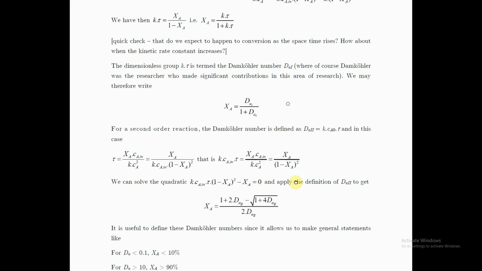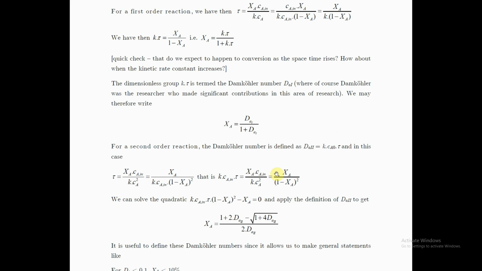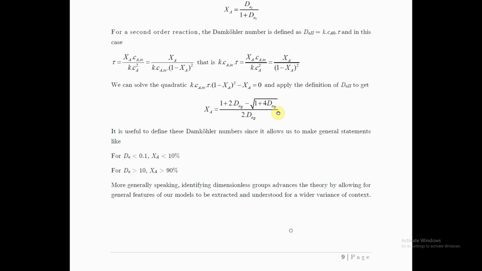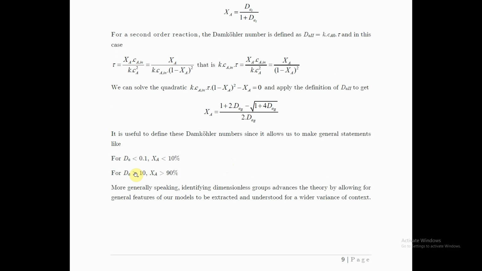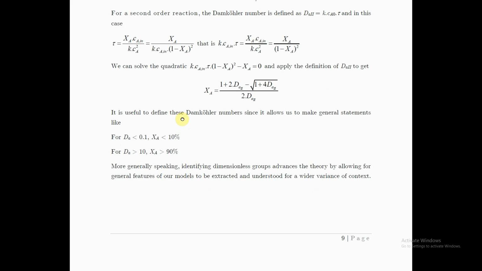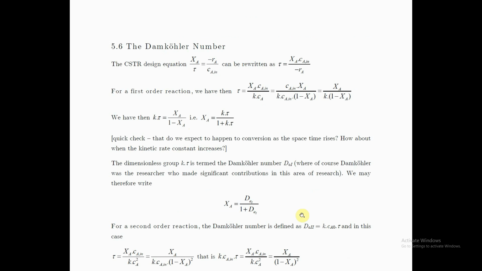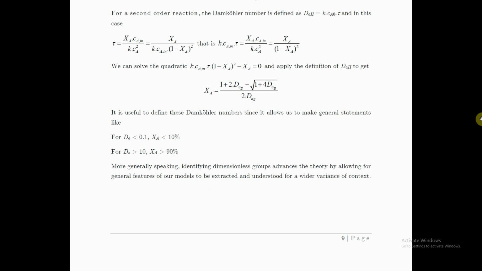Right, so generally speaking, you can define the Damköhler number for any order of reaction, and you'll need to look up the specific form for the order of reaction. Then you'll be able to say generally that for a low value of the Damköhler number, your conversion is low, and for a high value, it's high. Right, so that's just another useful thing that's often used in reaction engineering, just for your awareness. We actually won't use this right now.